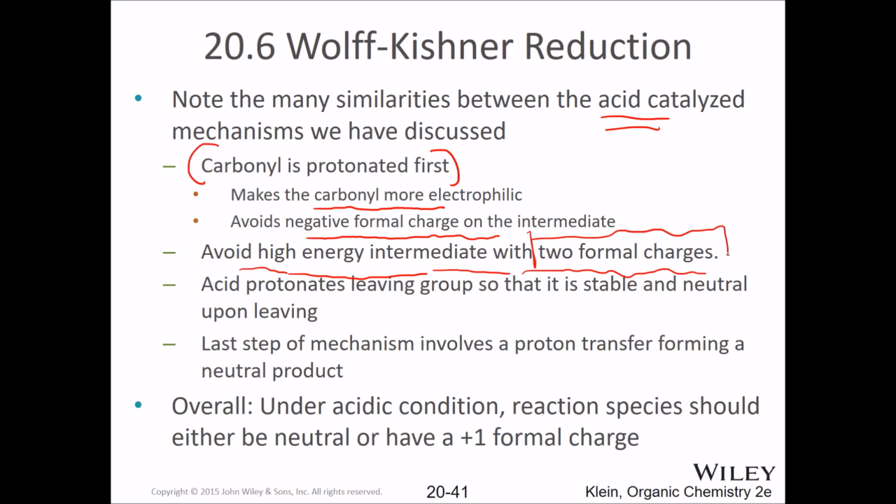Right? You don't want that. You don't want a high energy intermediate with two formal charges. The acid protonates the leaving group, which we've emphasized a couple times, so that it is stable and neutral upon leaving. And the last step of the mechanism involves a proton transfer, forming a neutral product. Overall, under acidic conditions, reaction species could be either neutral or having a +1 formal charge. This is a common mistake. Sometimes I'll look at someone's mechanism and I'll see a negative somewhere, and under acidic conditions, you never have negatives.